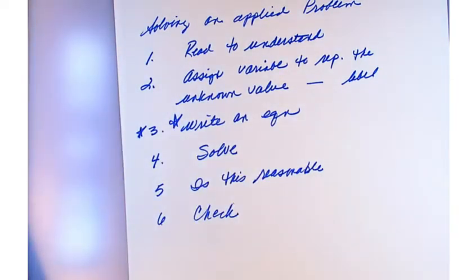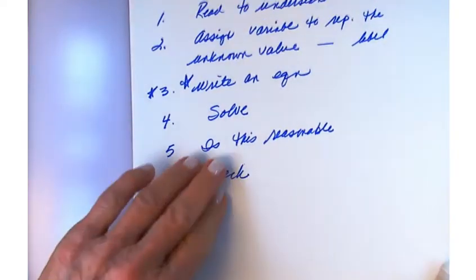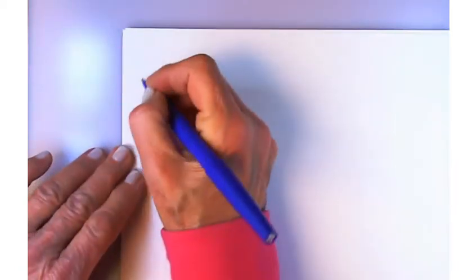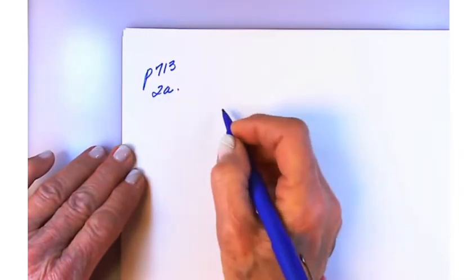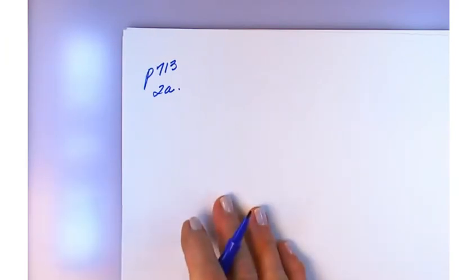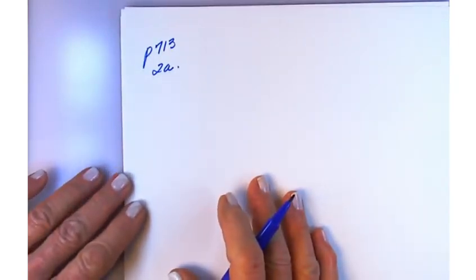So let's look on page 713. I'm always giving you the page number because we're not in class together, and I just want to make sure you're following in your book, not just viewing me. Let's look at 2A on page 713. I'm skipping number 1 because it's too difficult for our level.